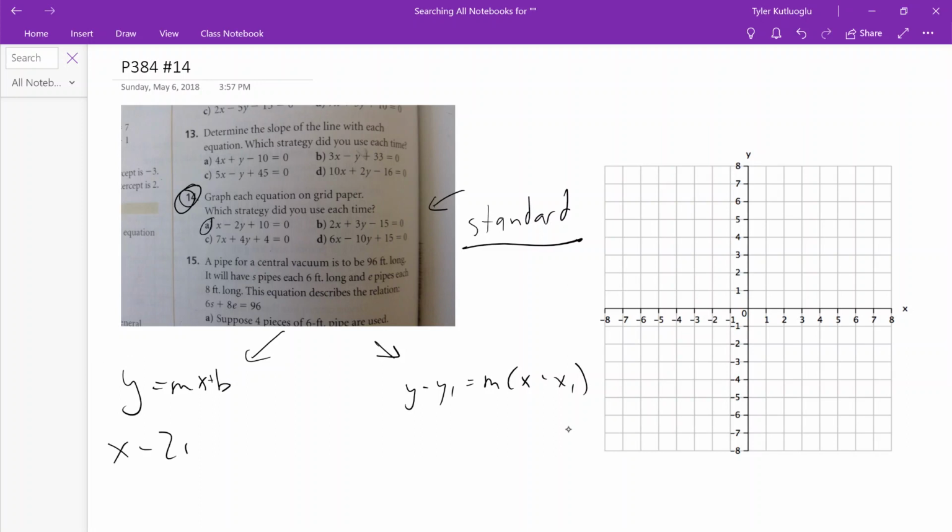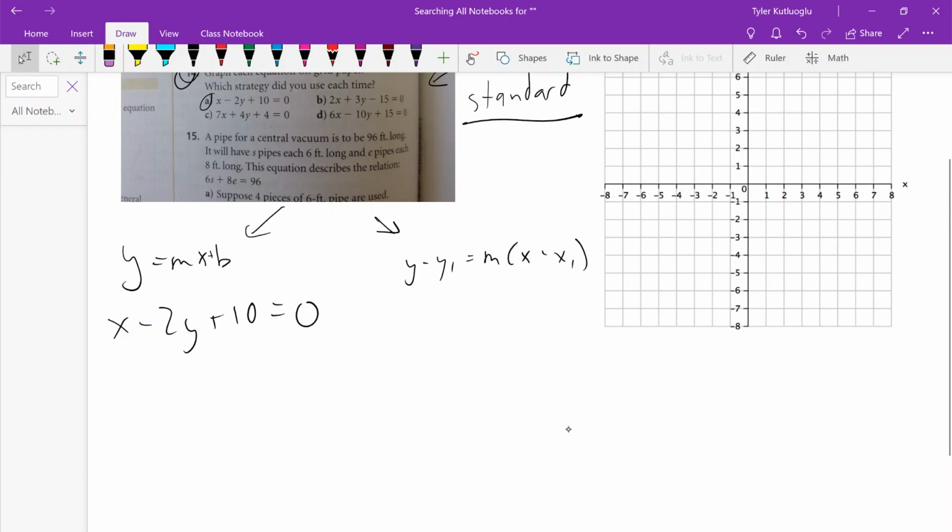So x minus 2y plus 10 equals 0. So I'm going to isolate y. So let's put everything onto the other side. So we get negative 2y equals negative x minus 10. And we divide everything by negative 2. So it's x over 2, or let's write it easier, 1 over 2x plus 5. Okay, so now I got my equation.